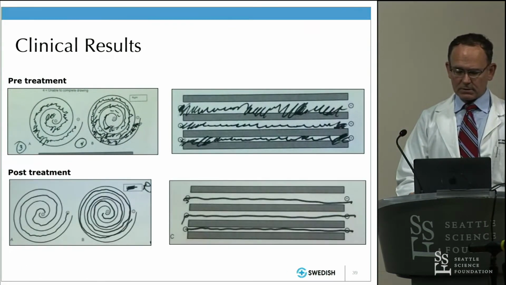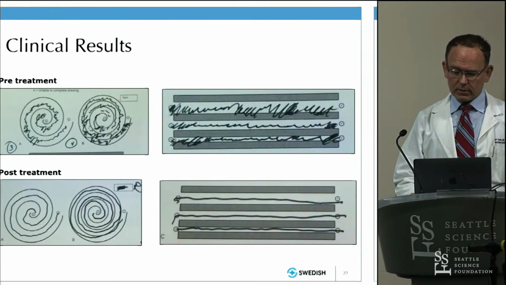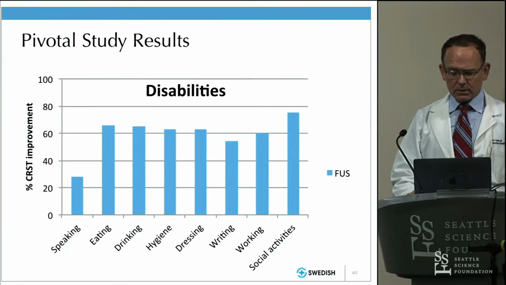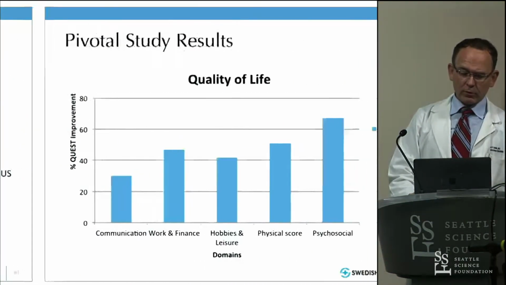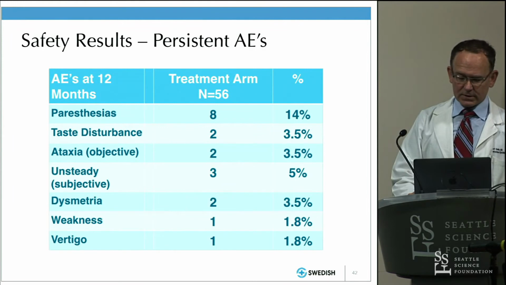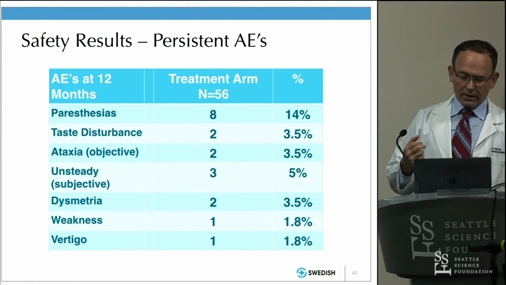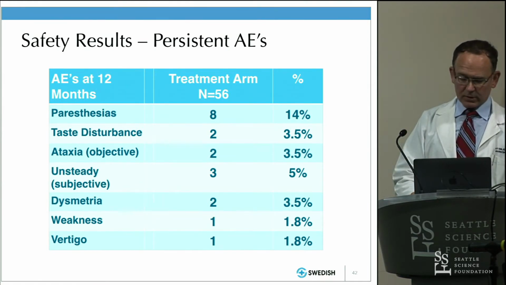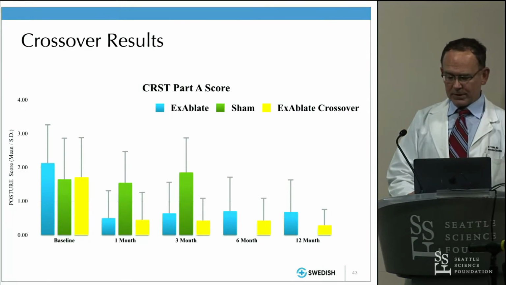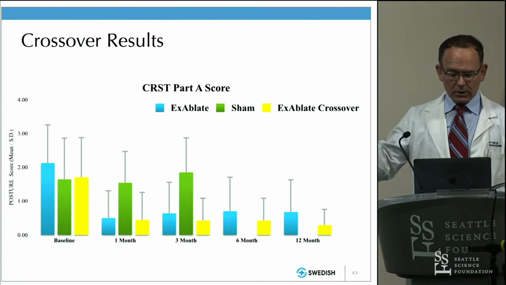And here you can see that this is from the pilot study patient, both pre and post treatment with their Archimedes spirals. There were improvements in disability, improvements in quality of life that were seen, and there were also side effects seen. So just like DBS, paresthesias and balance problems were the two biggest ones. Two people did have taste disturbance that nobody could really figure out why, but clearly balance and paresthesias were the most common.